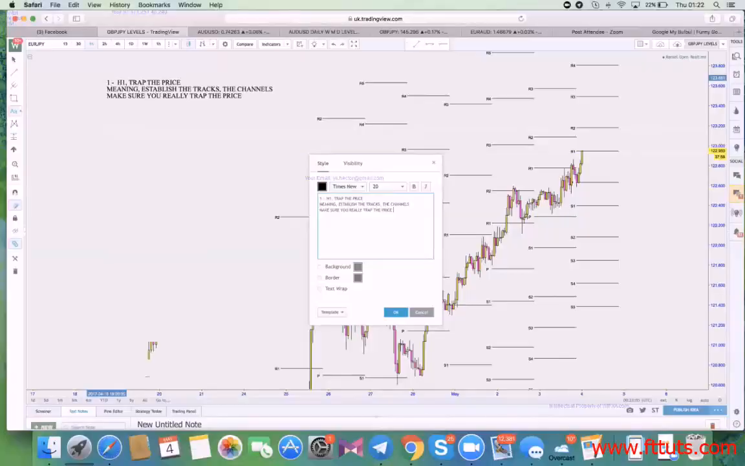Now, guys, trapping the price is from which lecture of scalping? Tell me, anyone? That's right, lecture 1. That's good. Trapping the price is from lecture 1. You need to establish your channels. You need to establish your ascending tracks, ascending channels, descending channels. Now, guys, this is the first step.